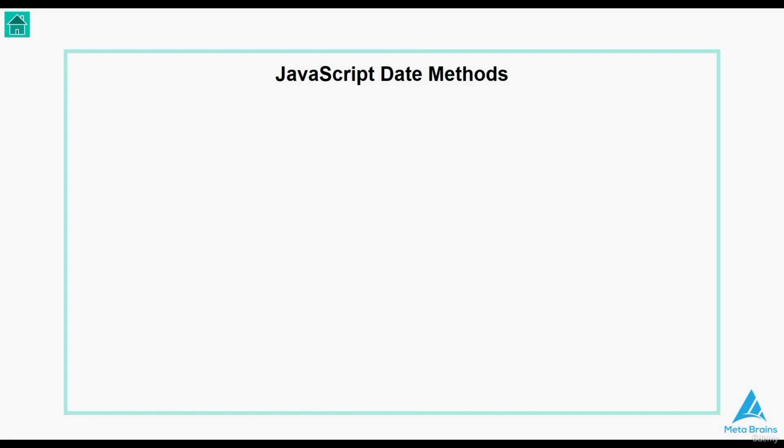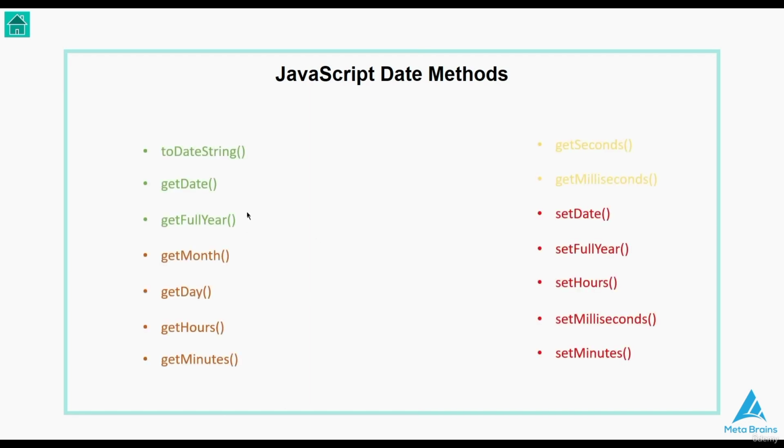In the same way we have methods of strings, arrays, and numbers, we also have date methods in JavaScript as well. So there's toString, getDate, getFullYear, getDay, getMonth, and so on. These are the methods related to dates in JavaScript. Alright, so we'll use these methods one by one.